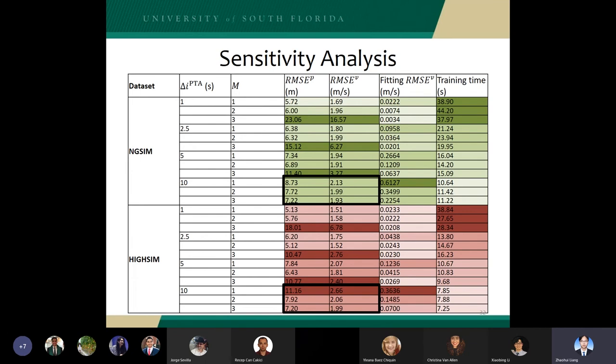For the PFA model, there are also two parameters. The first one, delta I PFA, is the time window length of the PFA, and z is the maximal number of cycles. And they show the same results here. The prediction performance becomes worse when delta I PFA increases, and the prediction performance also becomes worse when z increases.